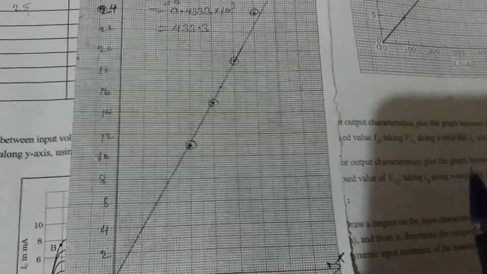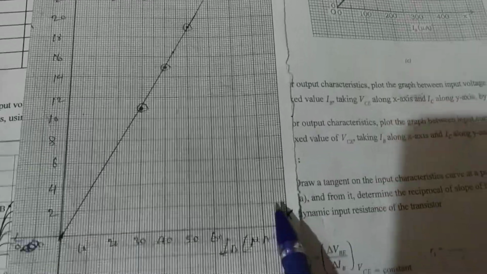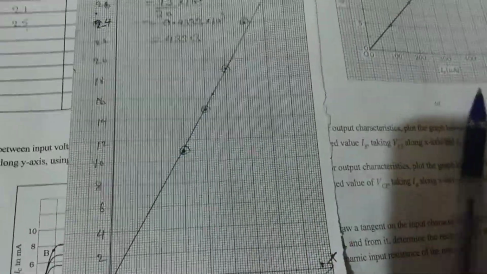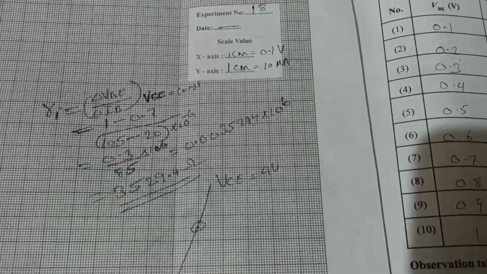That shows that IB and IC are directly proportional. It means the input is a straight line. So IB and IC are directly proportional, and that is why you are getting a straight line graph.